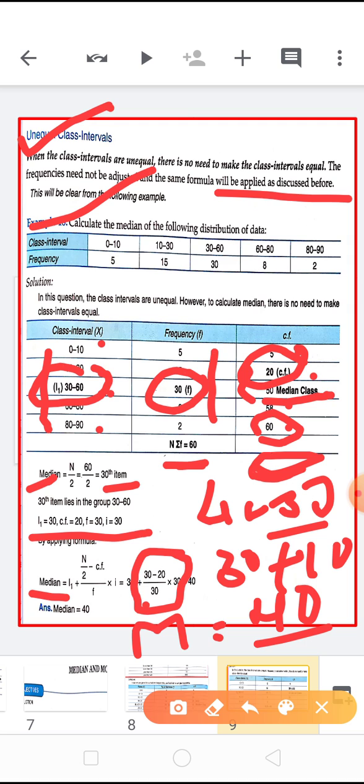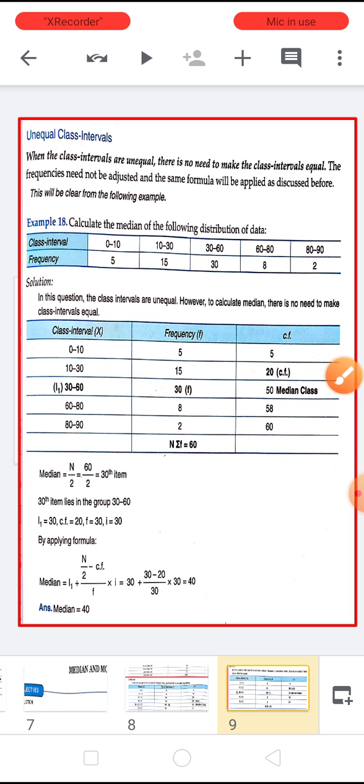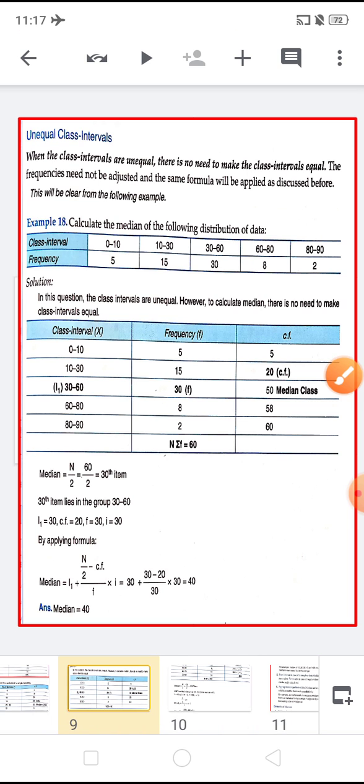So children, with this solution we understand that there is no need to make the class intervals equal. If an unequal class interval is given, we need to simply go through all the steps of calculating a median. Now we are moving on to the next question.